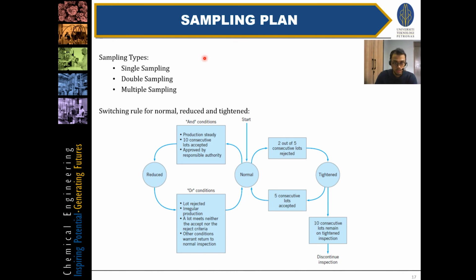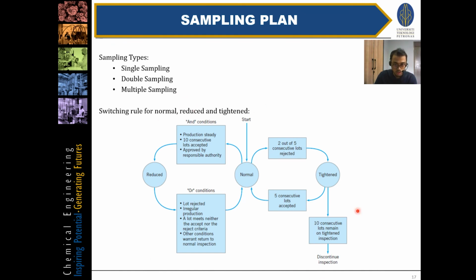So to start off sampling plan, there are three types, namely single, double, and multiple sampling types. In a single sampling plan, the decision whether to accept or reject the lot is based on the sample taken once, whereas in double sampling, a second sample is required before the lot can be sentenced. And finally, multiple sampling is basically an extension of that, where more samples are taken into account in sentencing the lot. In all of these three sampling types, there are three inspection levels, namely normal, reduced, and tightened.